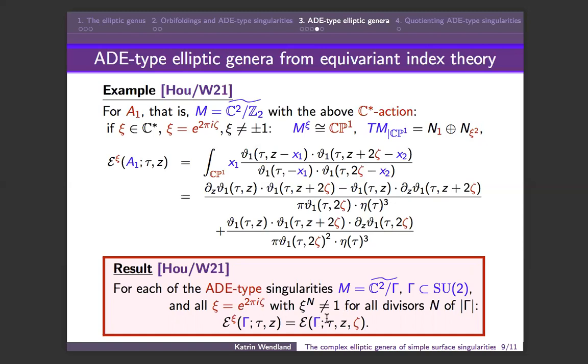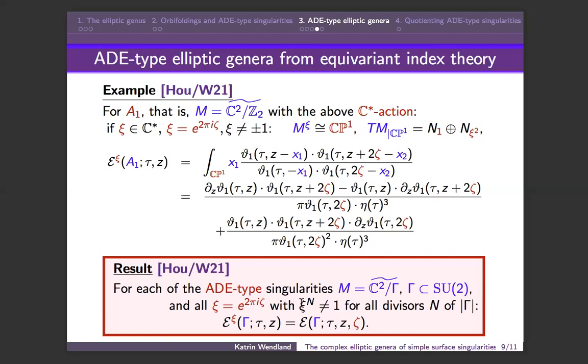So, of course, we have to exclude those values where Xi acts trivially. Here I'm a little bit overly careful. If you exclude all the roots of unity by orders that divide the order of the group gamma, then you're safe. Both sides are well defined.